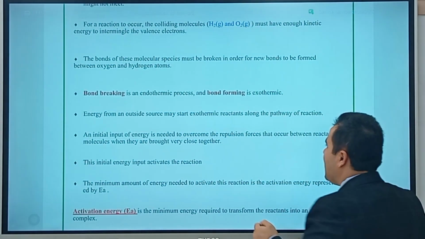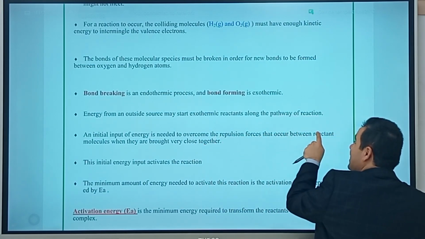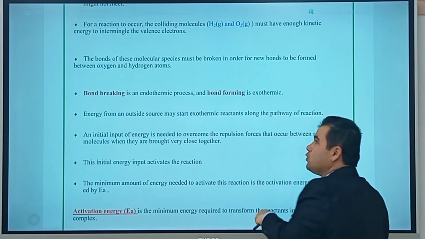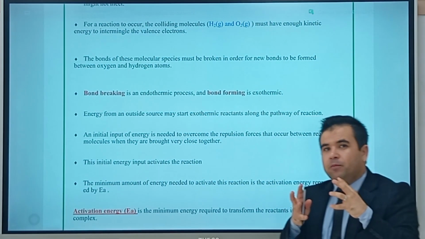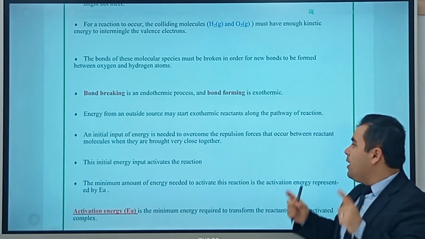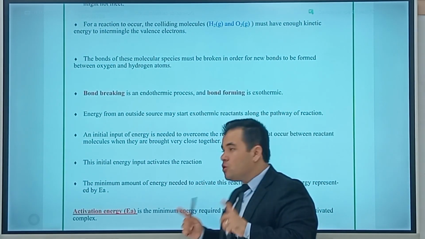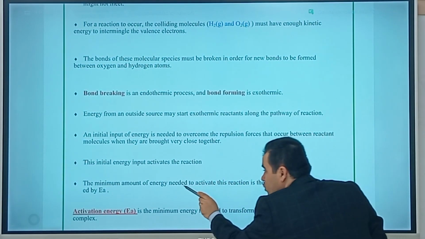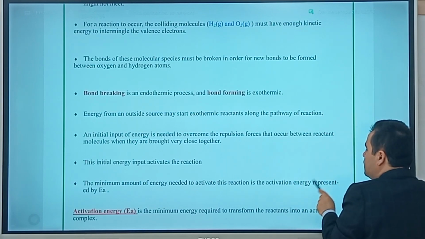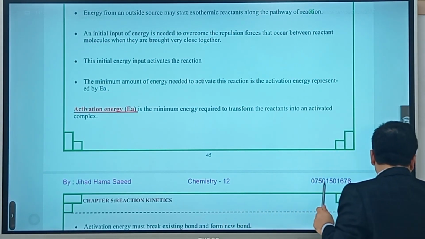An initial input of energy is needed to overcome the repulsion force that occurs between the molecules when they are brought very close to each other. In order to overcome the repulsion force, we have to supply an initial amount of energy, and that initial amount of energy input activates the reaction. So the minimum amount of energy needed to activate this reaction is the activation energy, represented by EA. So what's the activation energy, EA?